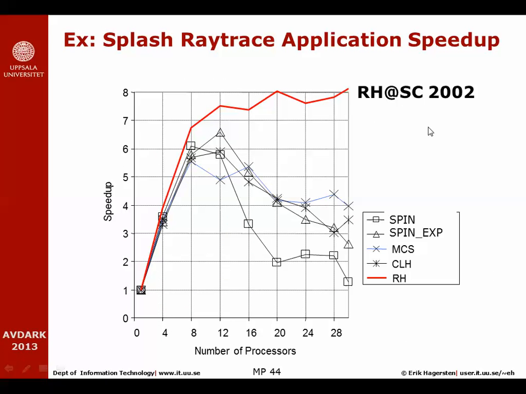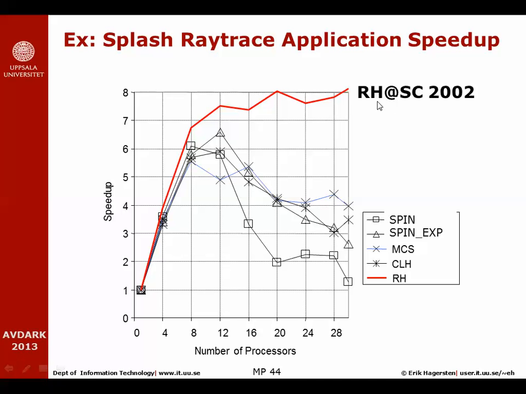Looking at real applications, this is one real-world application from a benchmark suite called Splash 2, and the application is called Ray Trace. If you compare all these locks, we have the spin exponential, MCS, which is a Q-based lock, and CLH, which is also a Q-based lock, the one we looked at. Once you get beyond 8 or 12 processors, they all see performance degradation due to lock contention. It's dominated by this critical region, and since the overhead of handing it over is so high, they lose performance.